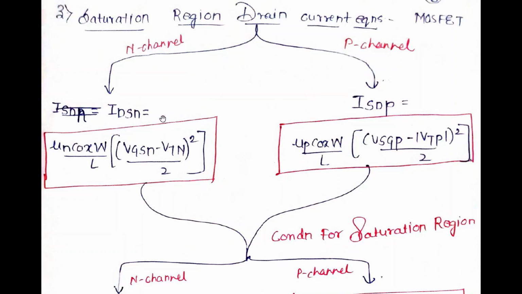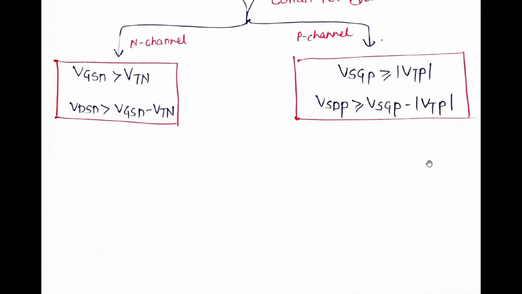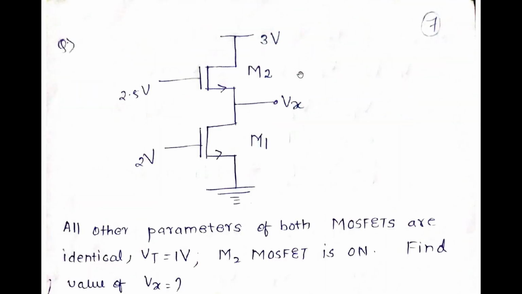So the N channel equation says I_D equals mu_n Cox W by L into (VGSN minus VTN) the whole square by 2, and I_SD for the P channel is equal to mu_p Cox W by L into (VSGP minus mod VTP) the whole square by 2. And these are the conditions for an N channel and P channel. I hope I am very clear.